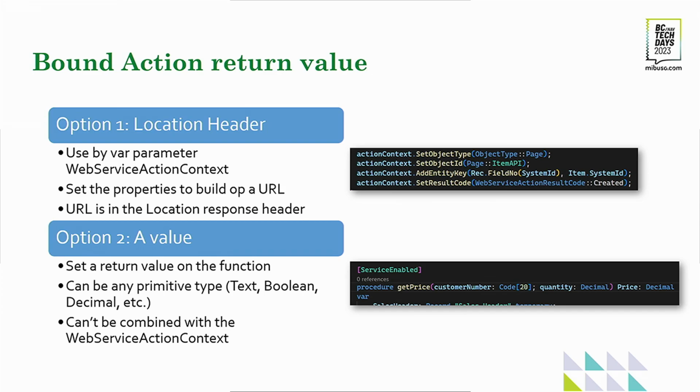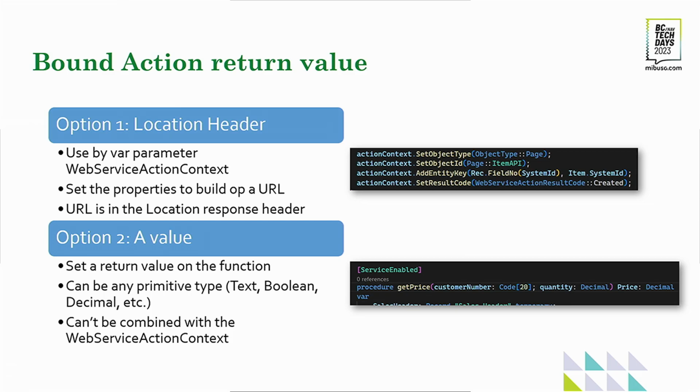Okay, then we have something that people seem to be struggling with, so I thought, well, let's throw it in. Bound actions. Bound actions are, if you think about it, similar to actions on a page. You have an action in the action bar or maybe on the line itself, and that executes on the current record. So in an API page, you can do the same. You have an action, actually not defined as an action, but just as a procedure. I will show you that.